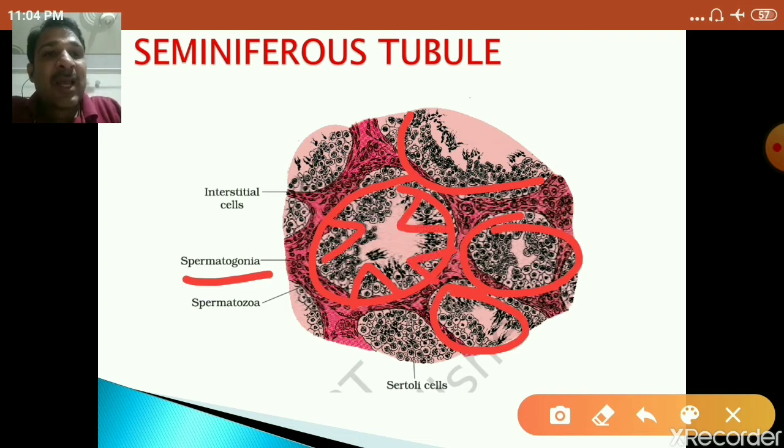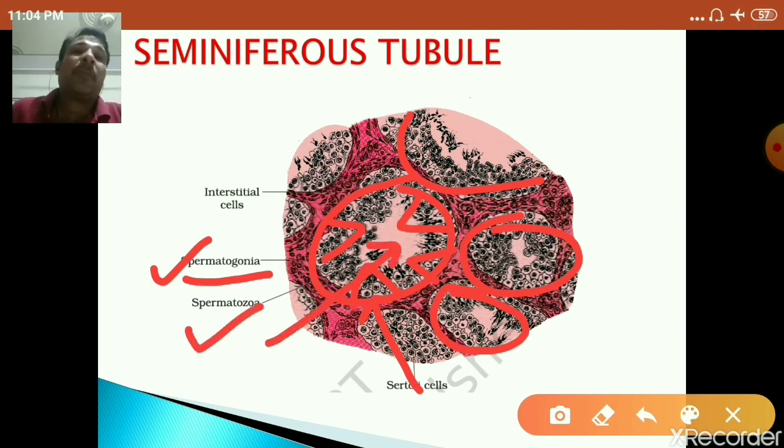These are known as Sertoli cells. These Sertoli cells provide nourishment to the spermatogonia. That's why the spermatogonia form sperm. In the middle you can easily find the spermatozoa, which is also known as sperm. That is the diagram of the seminiferous tubules.